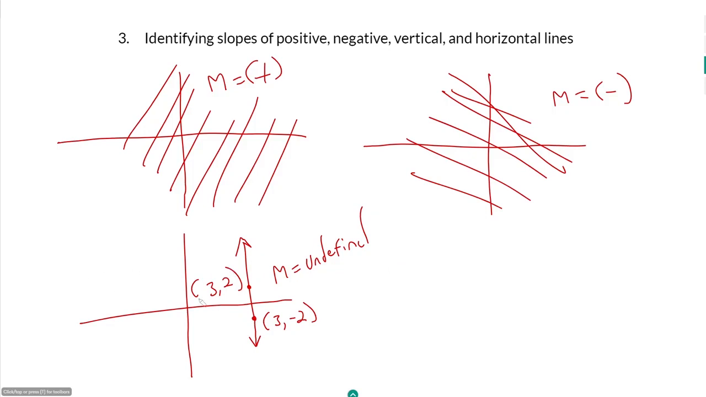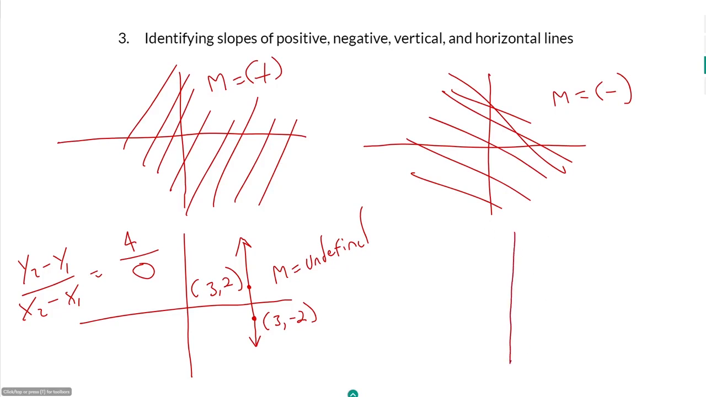If we were to calculate the slope using these 2 coordinates, y2 minus y1 would be 2 minus negative 2, which is 4. That would be all over our x coordinates. It would just be 3 minus 3, or 0. And so that is why a vertical line has an undefined slope, because any two points on that line are going to have the same x coordinate. Therefore, they'll always be dividing by 0 if you try to calculate the slope.